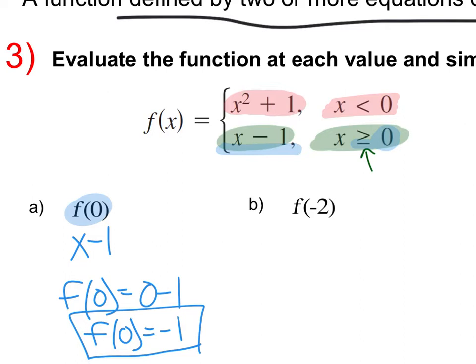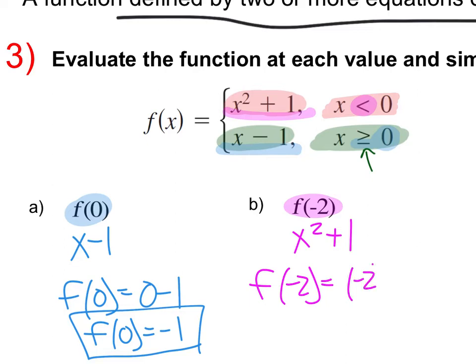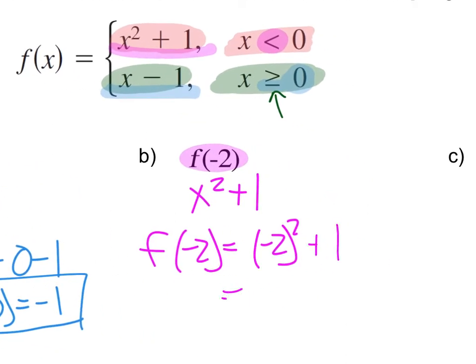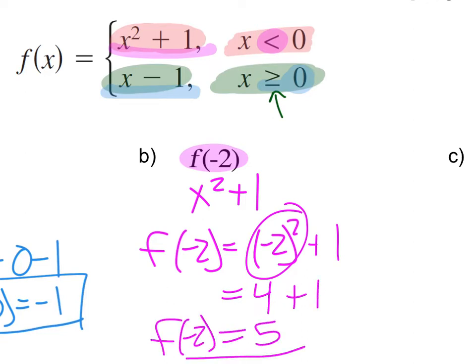And then the next one here, we have f of negative 2. Negative 2 is less than 0, so we're going to use x squared plus 1. We would say f of negative 2 is, in parentheses, very important, especially when you have that negative squared, negative 2 squared. Anything negative squared is always positive. Negative 2 times negative 2 is positive 4, plus 1 means that f of negative 2 is positive 5.